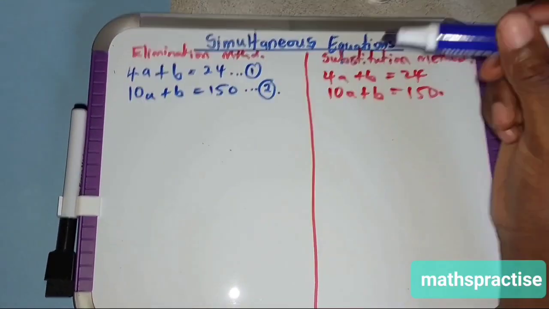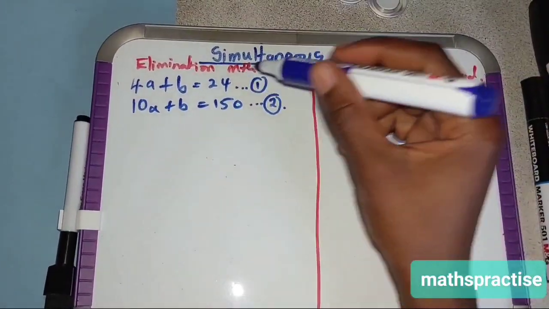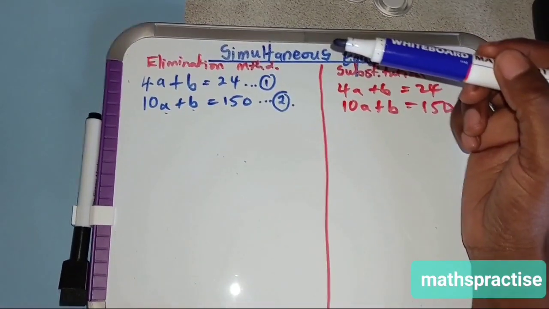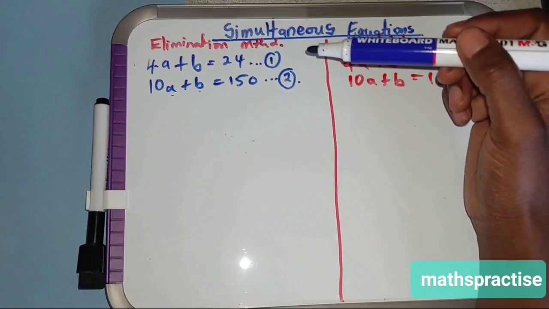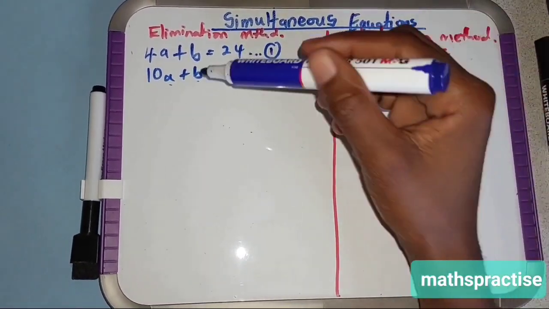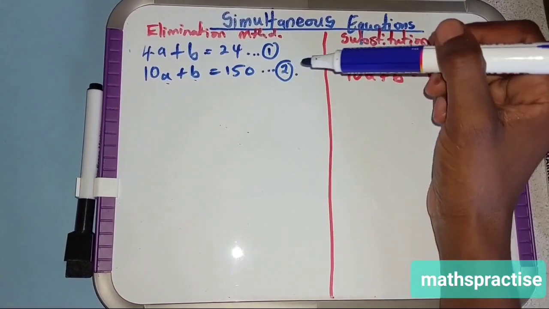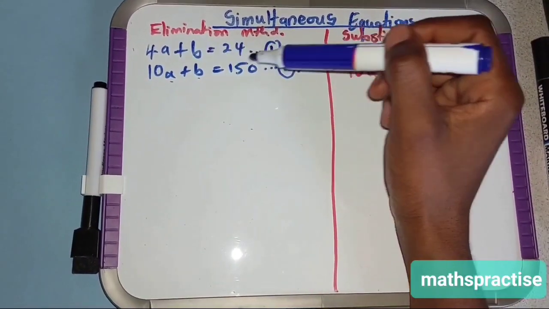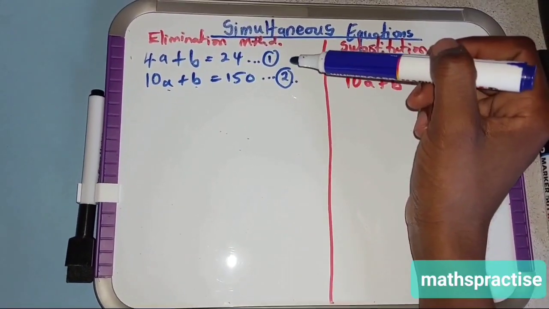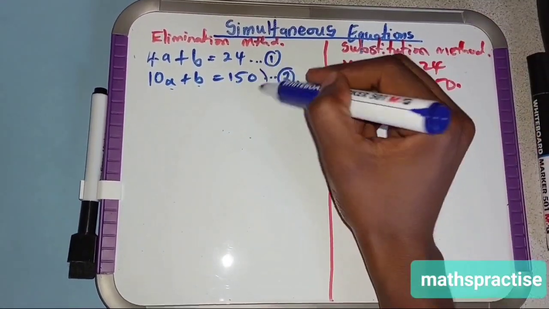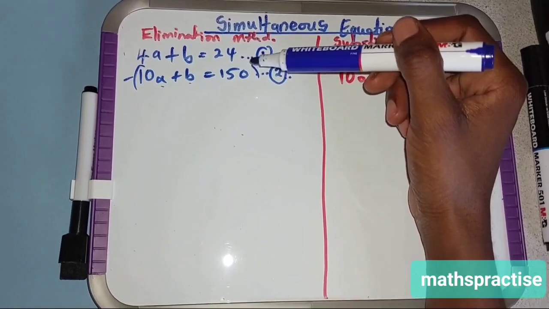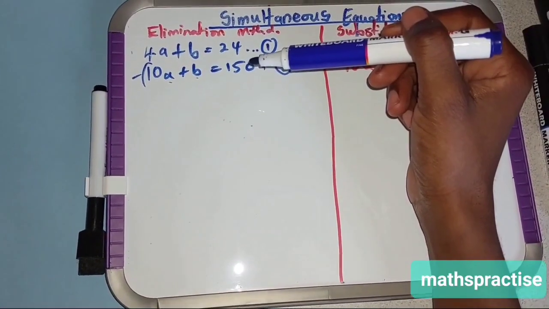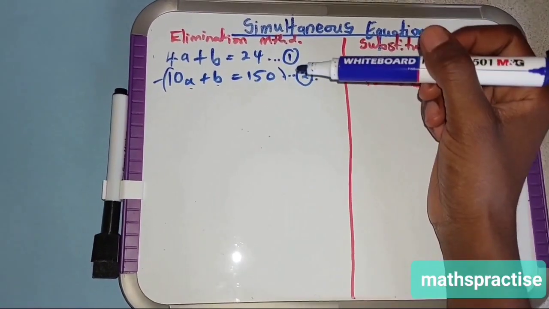So using the elimination method, the first thing that we must do is to get rid of one of the unknowns. We have two unknowns, a and b, and we are going to remove one of them so that we may be able to find the other. To get rid of either a or b, we must subtract equation 2 from equation 1, like this, so that when we subtract, one of the unknowns gives us 0 and you remain with an equation with one unknown. That would be our equation 3.